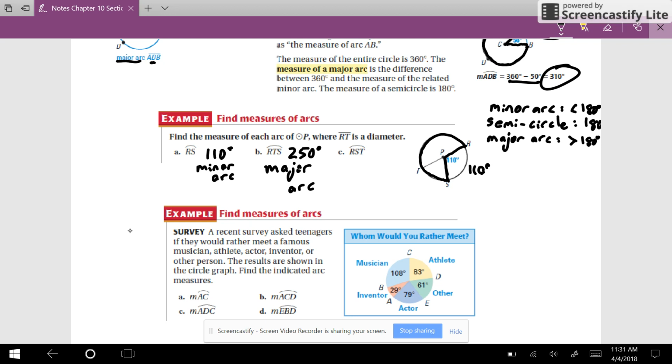And then lastly, RST. That begins at R, travels through S on the way over to T. We need to know how many degrees that is. Well, notice up in the instructions, they tell us that segment RT is a diameter, and RT hits both endpoints. We know a diameter is going to cut the circle in half. So that's half of a circle. So it's a semicircle, 180 degrees.